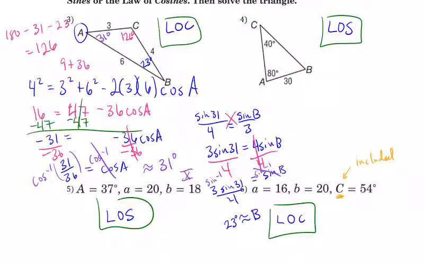And then remember, after you find the first missing part, you'll have 4 parts, or maybe even 5 if you found a missing angle. And then you have a lot of choices. You can use whatever one you want after that first initial step.